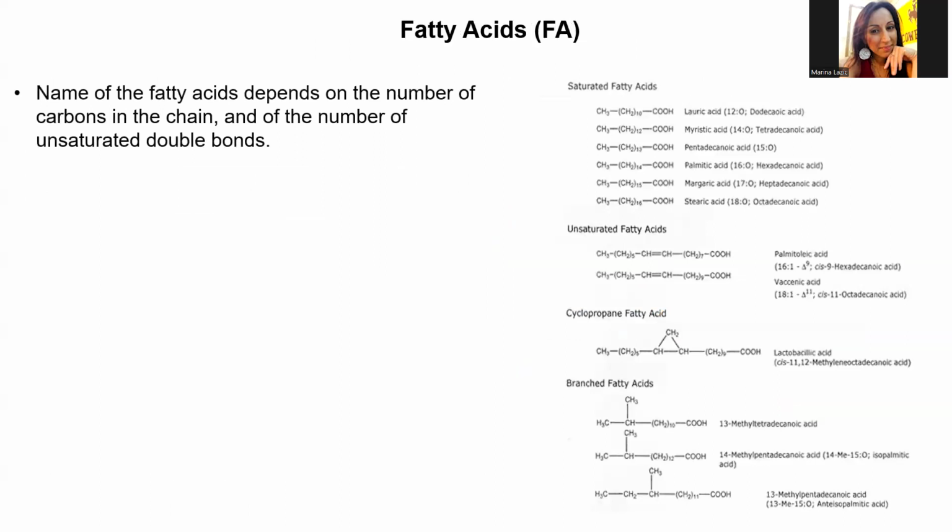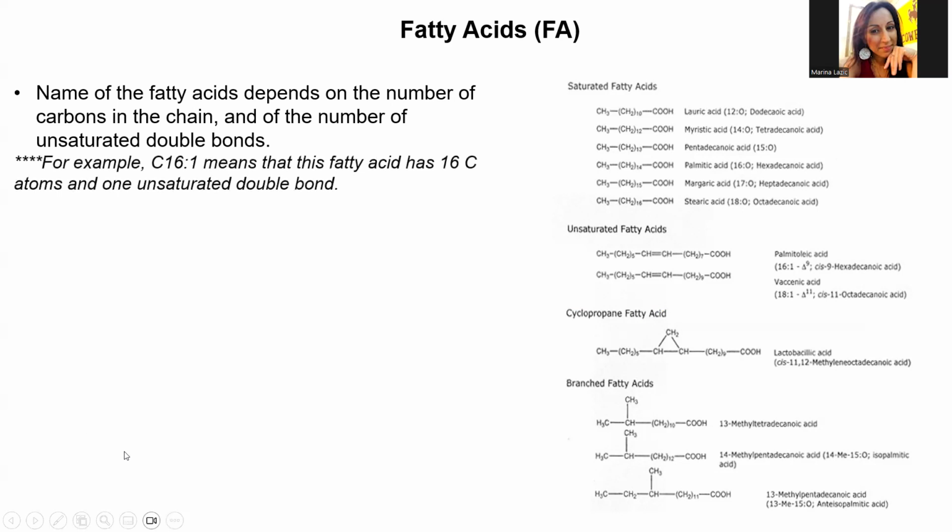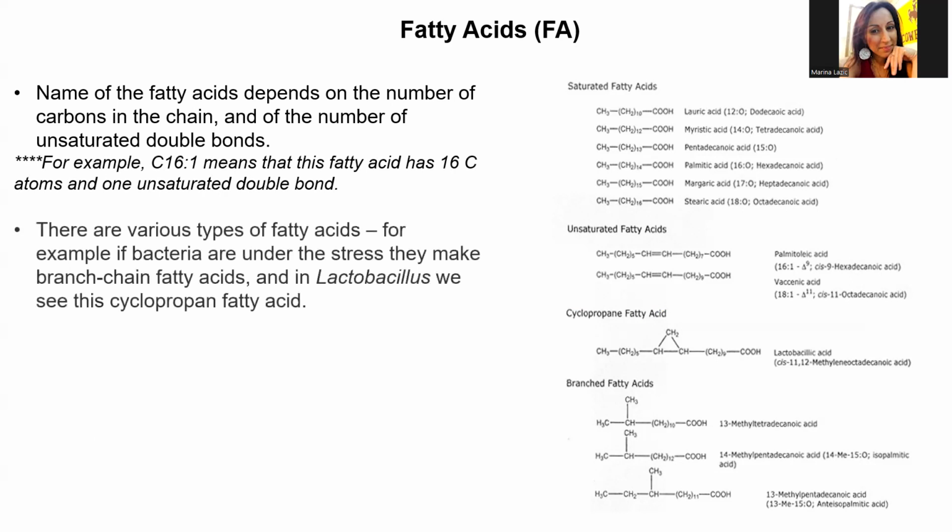In terms of fatty acids, now we'll go a little more into the biosynthesis of fatty acids. How you name the fatty acid depends on the number of carbons in the carbon chain. So if you see C16:1, that means this fatty acid has 16 carbon atoms and only one unsaturated double bond. Again, I will never ask you to memorize these structures. That's ridiculous.